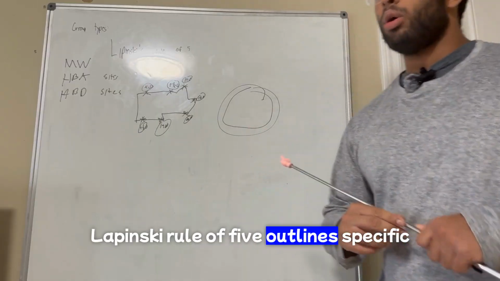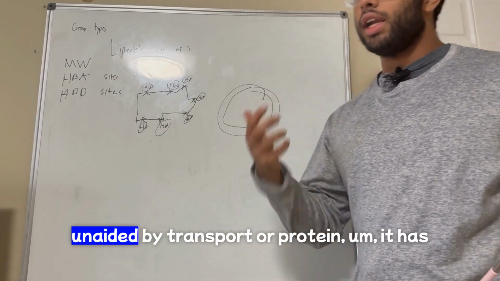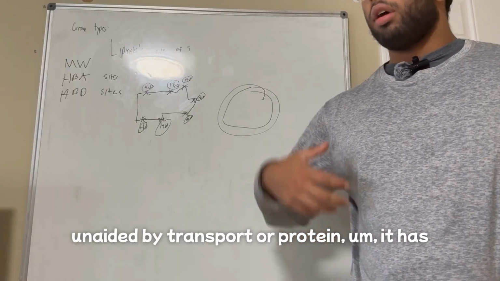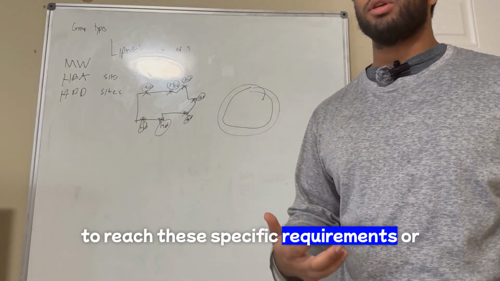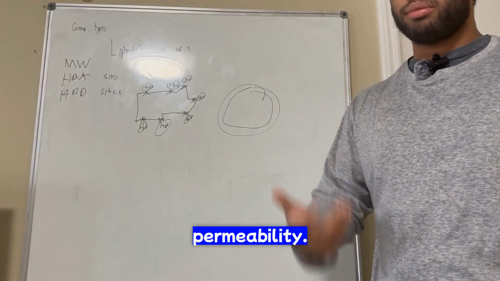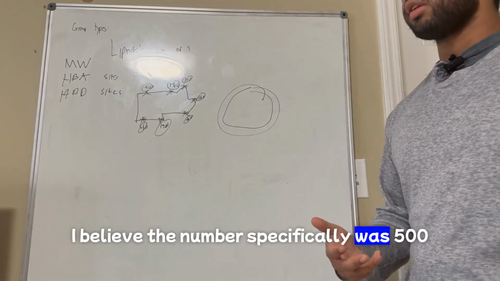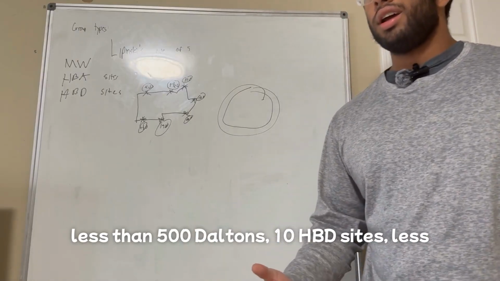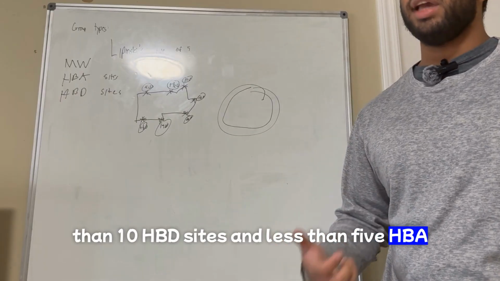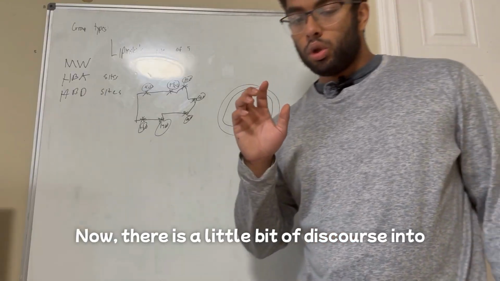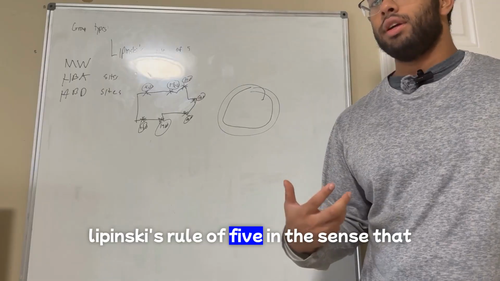Lipinski's rule of 5 outlines specific guidelines for if a molecule is unaided by transporter protein, it has to reach these specific requirements, or else there's a sharp drop-off in permeability, right? I believe the number specifically was less than 500 Daltons, less than 10 HBD sites, and less than 5 HBA sites.